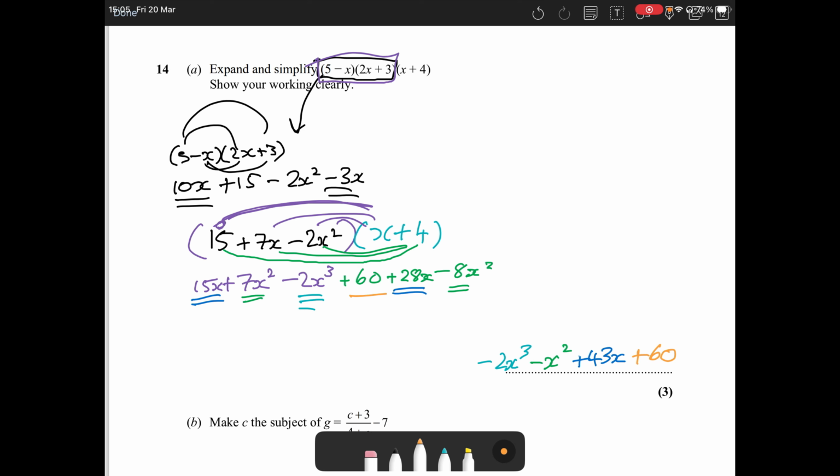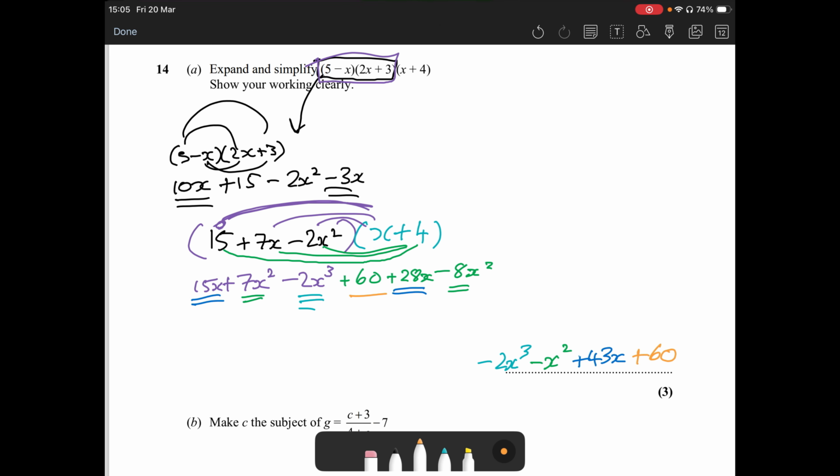Let me double check the mark scheme. But yeah, convention usually says start with the highest power, work your way down. Let me confirm that. I am happy to confirm that is the right mark scheme result.